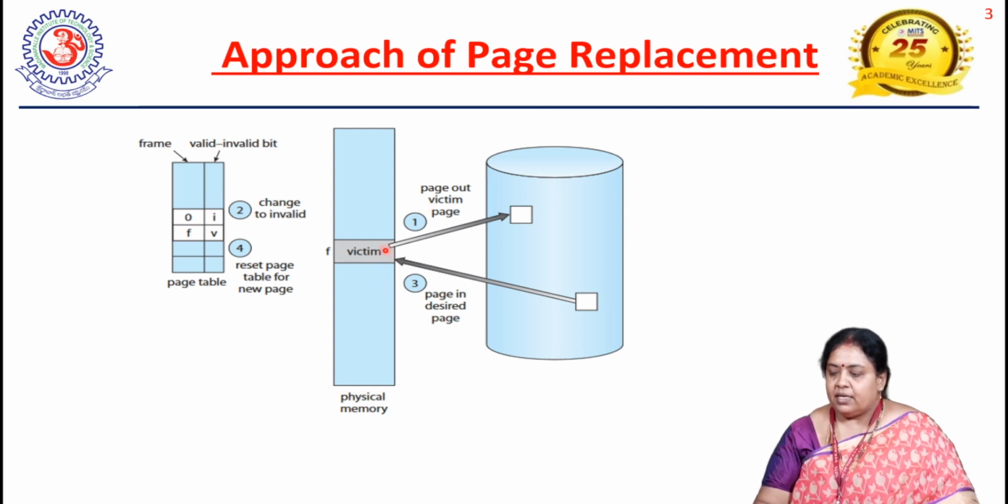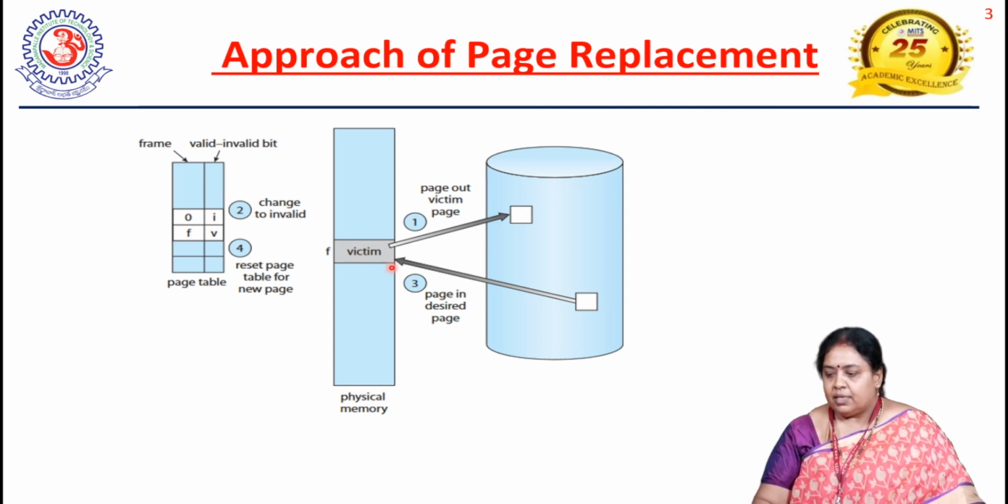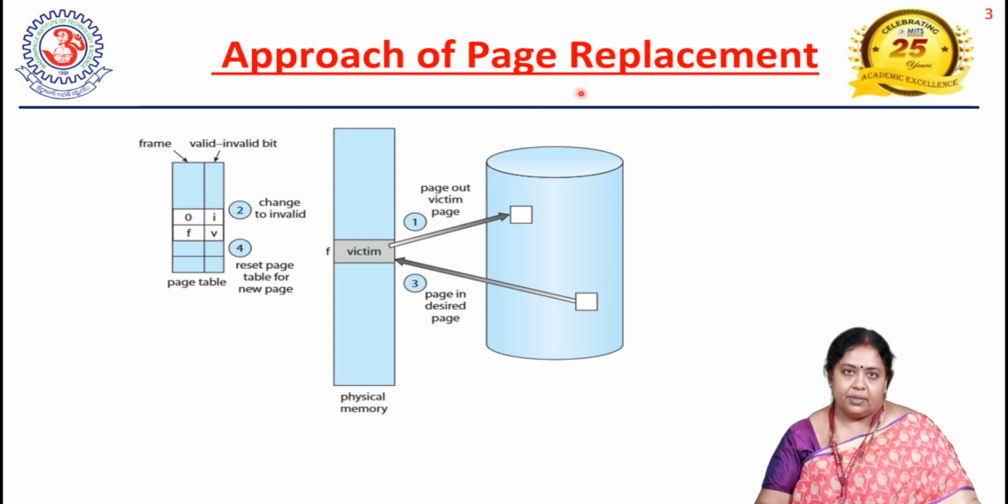Suppose there is no free frame allocated, then we have the concept of the page replacement. That means the page that is already available in the physical memory that will not be in use has to be replaced. That means that page has to be paged out, that is swapped out from the memory, and the required page has to be swapped in. That is the page replacement approach. This is the basic approach of page replacement.